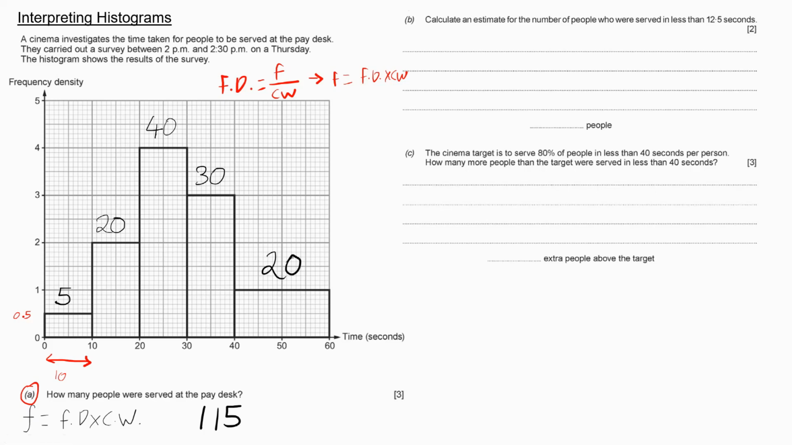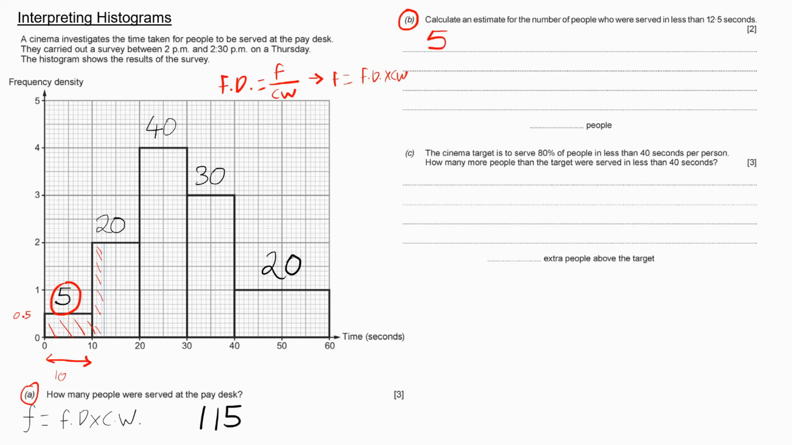For B, to calculate an estimate for the number of people who were served in less than 12.5 seconds, I need to work out the area under my histogram less than 12.5 seconds. So essentially, we need the area under the histogram all the way up from 0 to 12.5 seconds. To work this out, well, I know there were 5 people represented in the first bar.